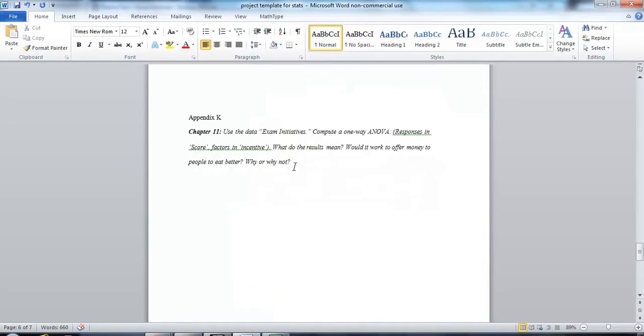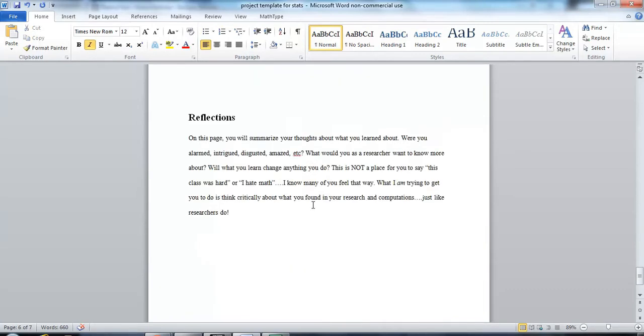The last chapter is using the exam initiatives, and you're doing a one-way ANOVA. Please make sure you pay attention again that you're going to have to do this problem in the correct order, or the results are completely meaningless.